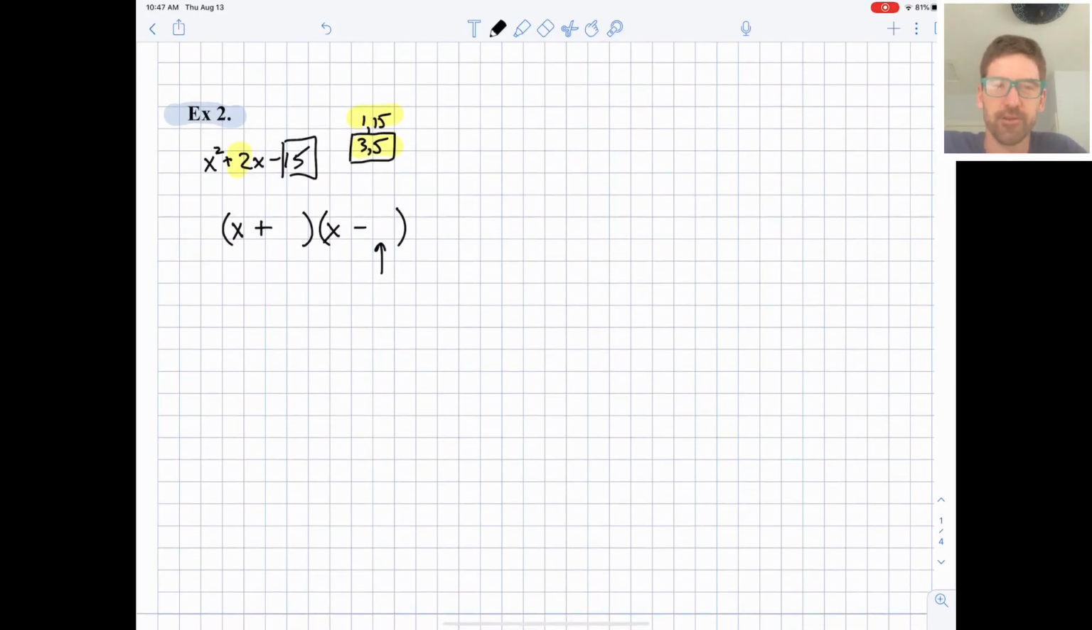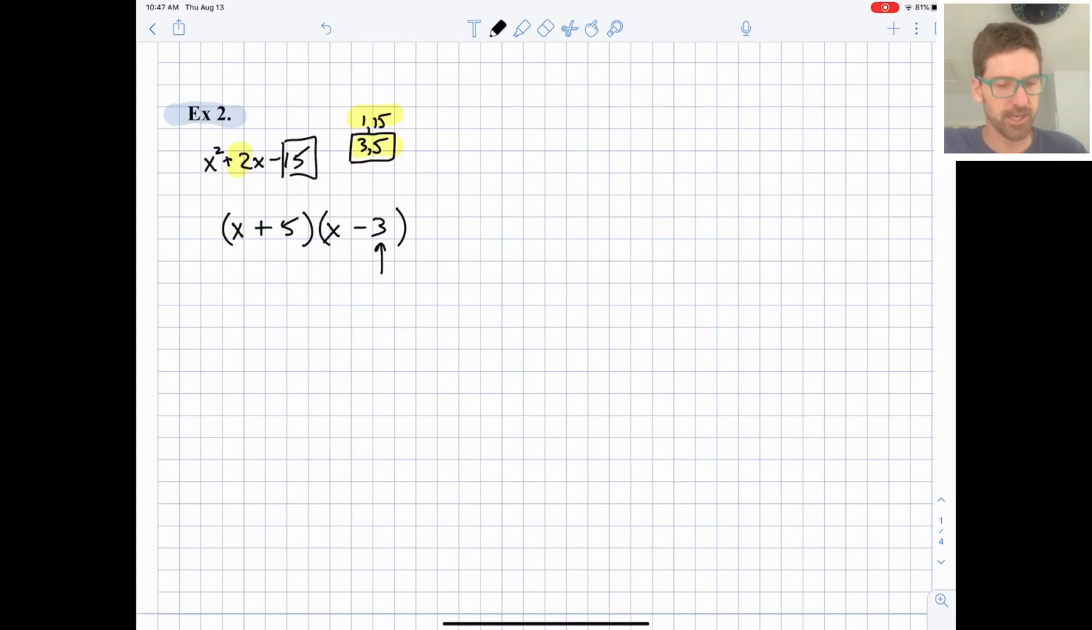Maybe if we made the 3 negative, we could add it to 5 and get a 2. So actually in this case, we're looking for two numbers that subtract to be 2. And if this is a 5, that's going to be a 3. So x plus 5 and x minus 3. So the difference of 5 and 3 is our 2.